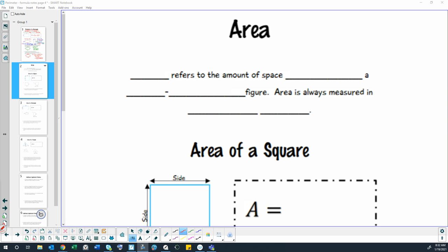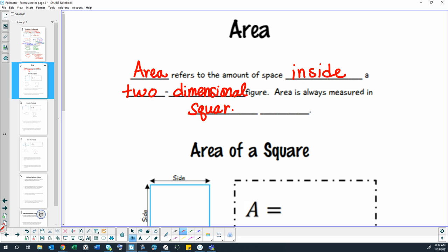All right, area. What is area? Area refers to the amount of space inside a two-dimensional figure. Area is always measured in square units.